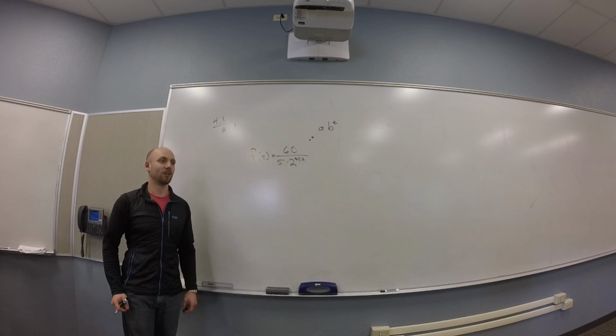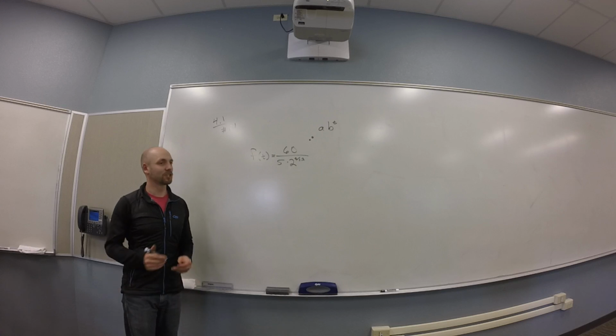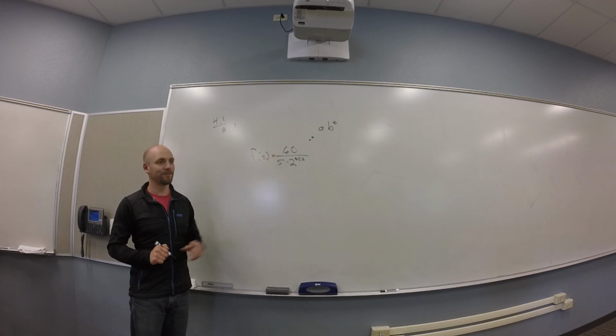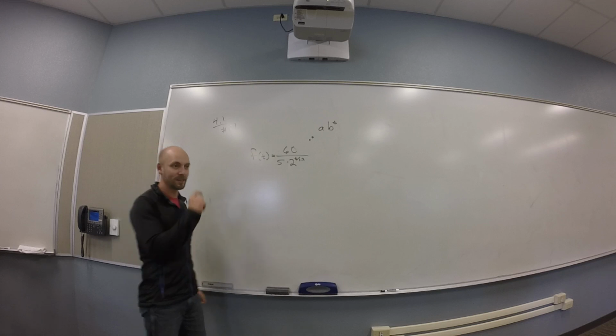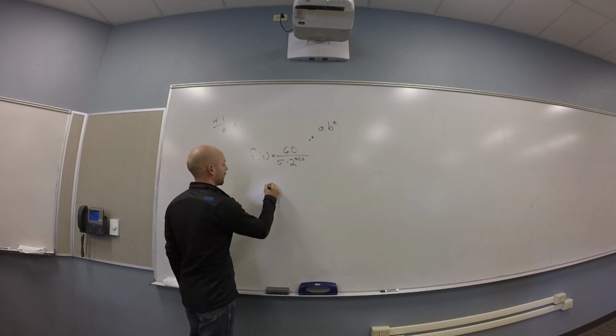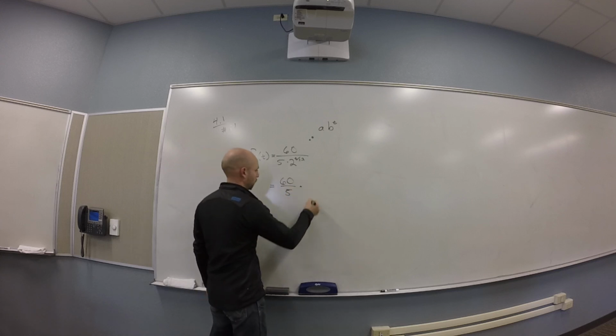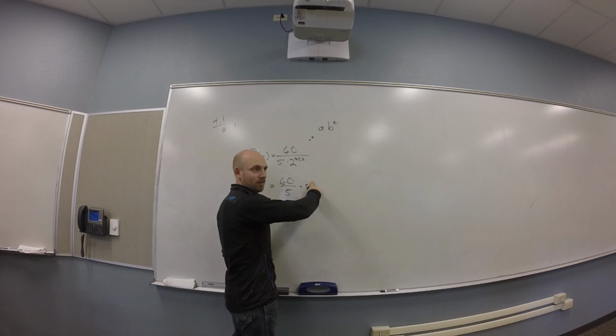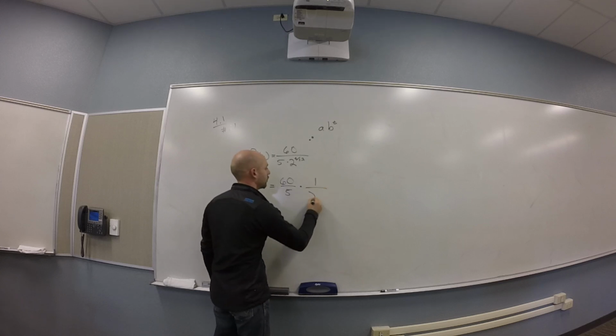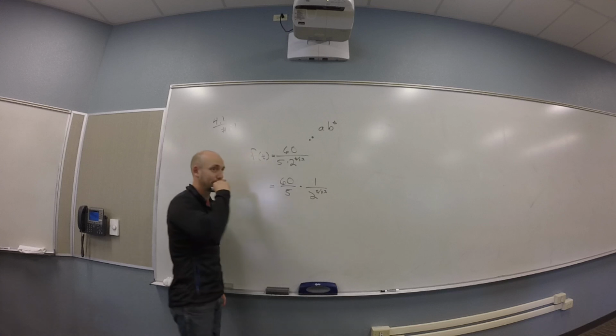Okay, cool. First things first. Which bits don't have a t in their exponent? 60 and 5. The 60 and the 5 don't. So I'm going to break those off first, right? So I'm going to call that 60 over 5 times, what do I put on top over here? 1 over 2 to the t over 11.2.